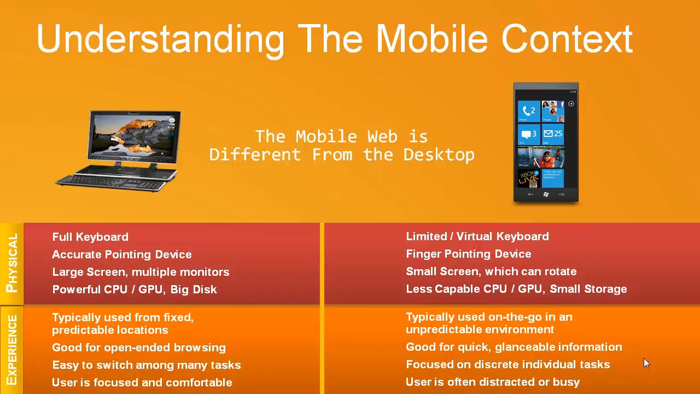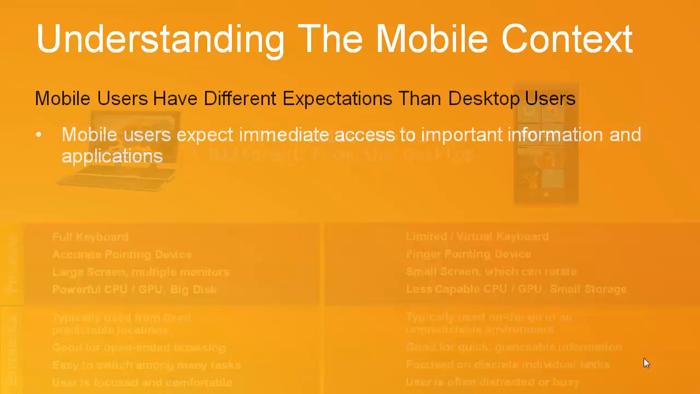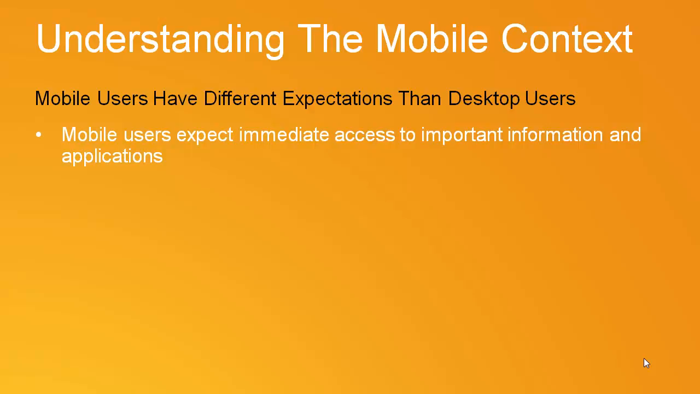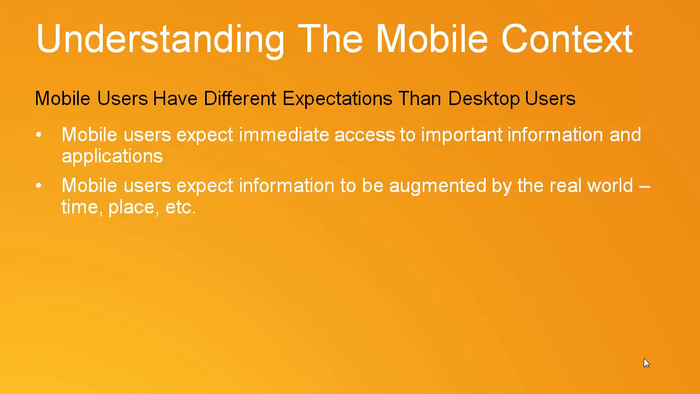When you compare this to the desktop, you're in front of it, you're focused on that, and that's important for us to understand when we're building and designing the experiences. Part of this is to understand that mobile users have different expectations than desktop users. Mobile users expect immediate access to important information and applications. Mobile users expect information to be augmented by the real world. That's why you have time and place, and you have your accelerometers and all of these kinds of sensors.